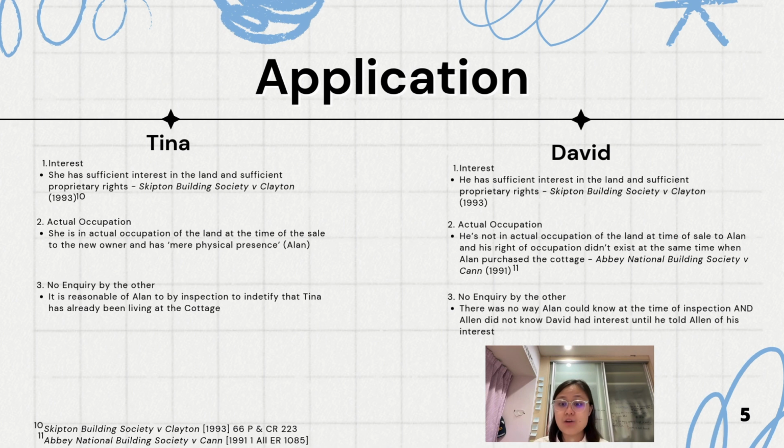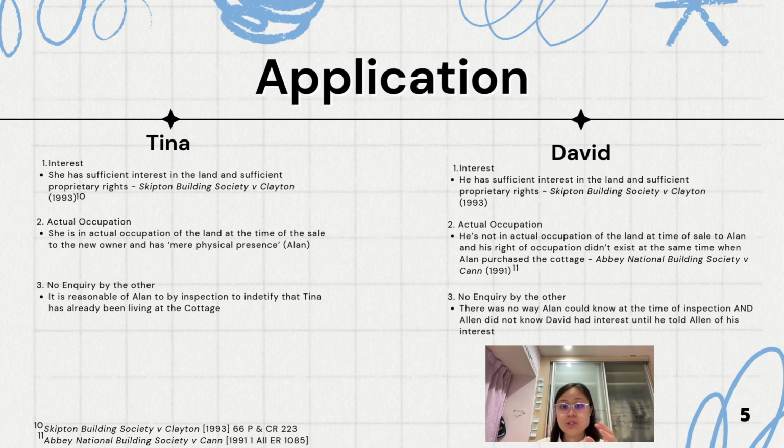I will now apply the law from the previously explained Schedules 1 and 3 to Tina and David, as it is highly relevant in their case and to establish their relevant positions. I'll first do Tina. Once again, in order for Tina's interest to override Alan, you need to establish the three elements. The first is interest. She has sufficient interest in the land and sufficient proprietary rights. For actual occupation, she was in actual occupation at the time the cottage was sold to Alan and thus has mere physical presence.